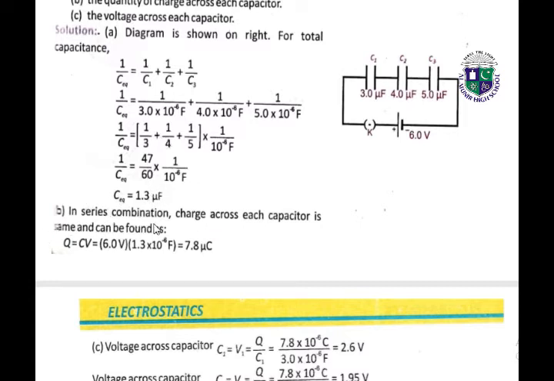Number B, in series combination, the charge across each capacitor is the same and can be found as Q is equal to CV. By putting the values of C and V, we get the charge.